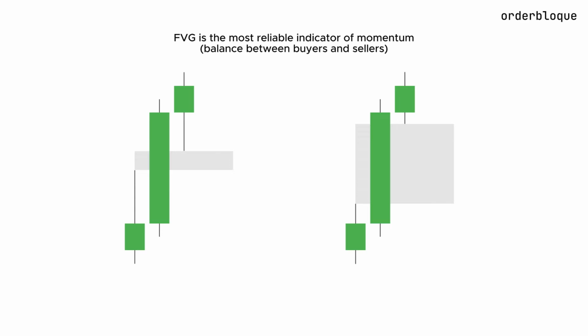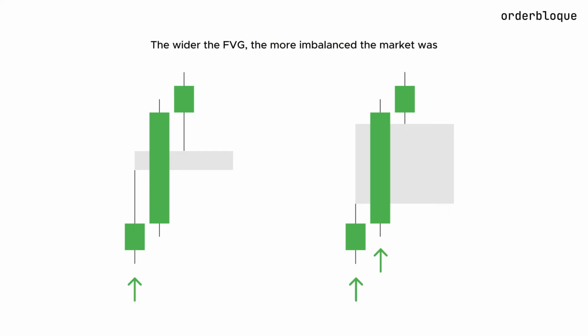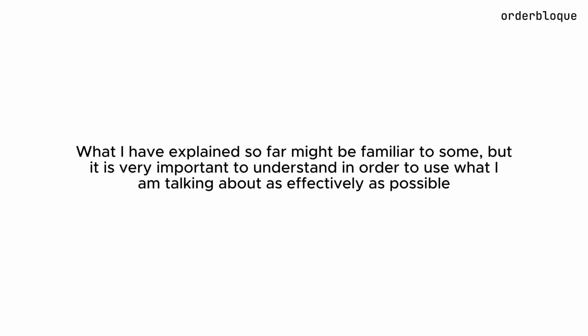Secondly, we know for certain that FVG is the most reliable indicator of momentum, that is, the balance between buyers and sellers in the market. Accordingly, the wider the FVG zone, the stronger the dominance of one side was. I'll repeat, these characteristics are designed to achieve maximum effectiveness and probability in our favor, but they are not mandatory. You can use variables that don't meet these requirements. I hope I haven't tired you with my long explanation and was able to explain everything I wanted to.